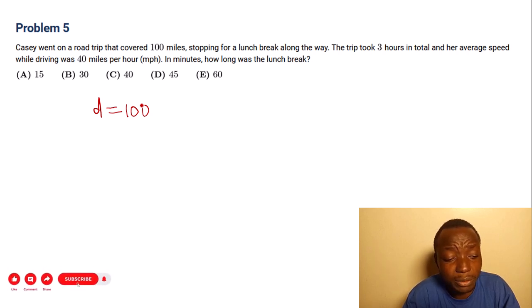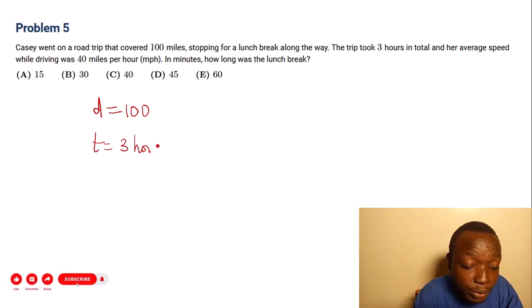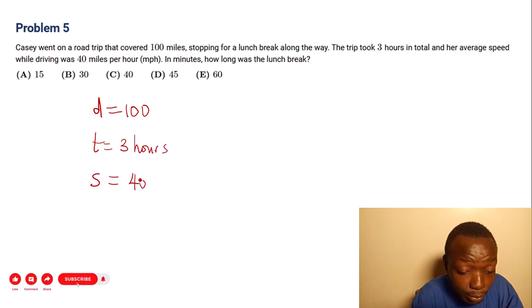And the average speed while driving, not for the entire trip, just while driving, okay, was 40 miles per hour. So, in minutes, how long was the lunch break? So, here we have that the total time was 3 hours, and the average speed while driving was 40 miles per hour.